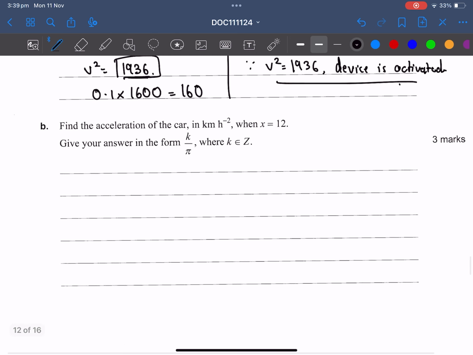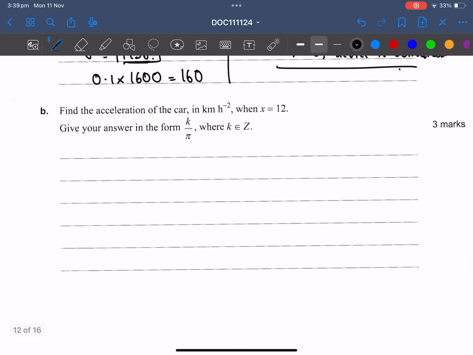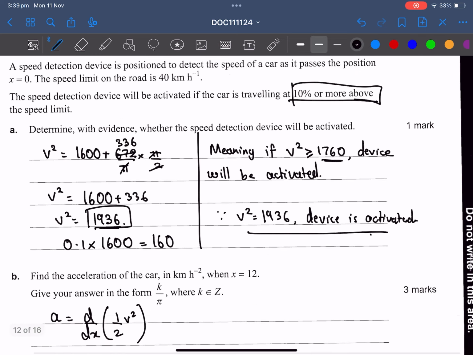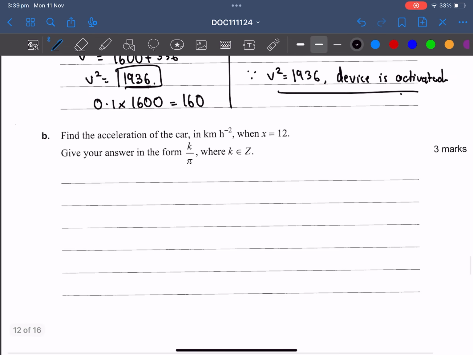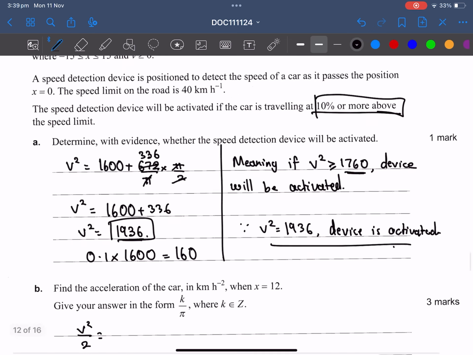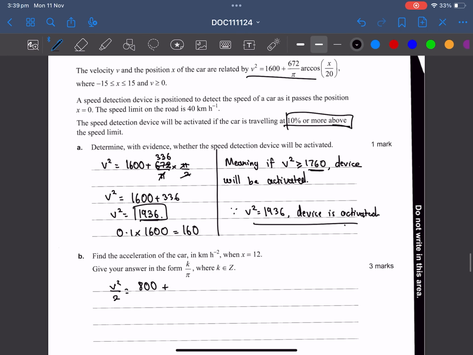Okay, so find the acceleration of the car in kilometers per hour squared, where x is 12. Give your answer in the form of k on pi. Okay, so we know the formula, that a is equal to d/dx of 1 on 2 v squared. Since we're already given v squared, we'll just divide the whole thing by 2 and we'll get the form required. So v squared on 2 is 800 plus 672 divided by 2, which is 336 on pi arc cos x on 20.